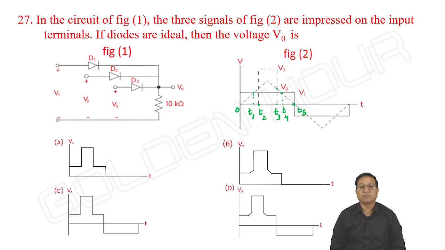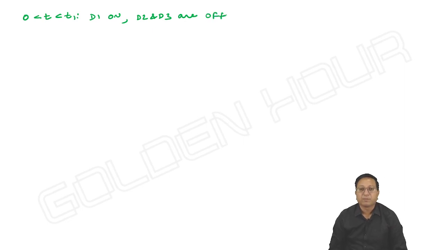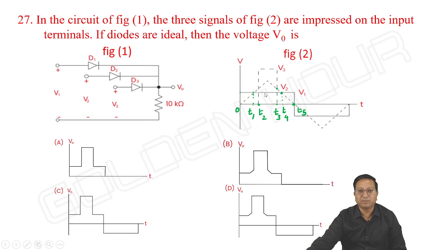Now if you observe V1, V2, V3 over the interval 0 to t1, V1 has a larger amplitude compared to V2 and V3. So for 0 less than t less than t1, diode D1 conducts, and D2 and D3 are off, because V1 amplitude is more compared to the amplitudes of V2 and V3.